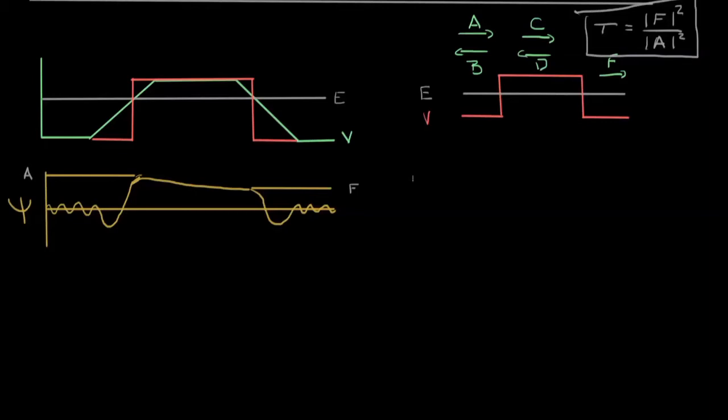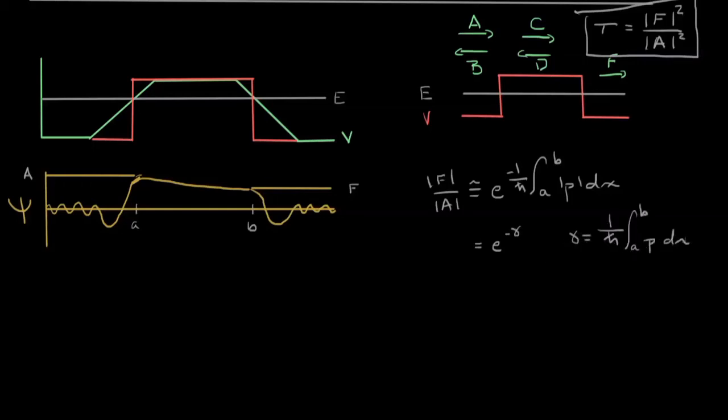Assuming all the WKB approximation assumptions are true, we know that F over A is e to the negative 1 over h bar integral of magnitude p dx. And in this case, our integral limits, a and b, define the location where E equals V, or in other words, where we really start to see that exponential decay. Sometimes we will see it like this, e to the negative gamma, where gamma equals 1 over h bar, the integral from a to b of p dx.